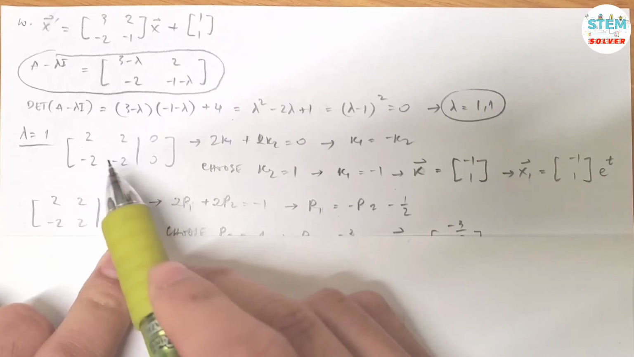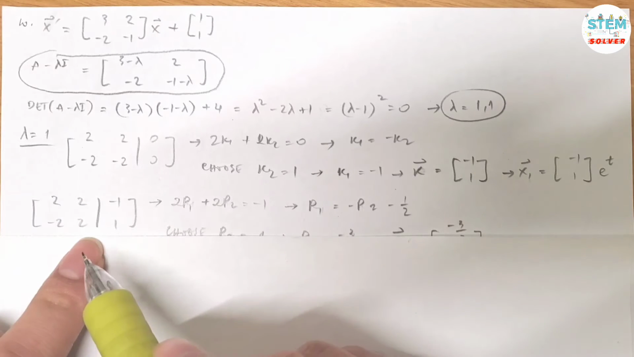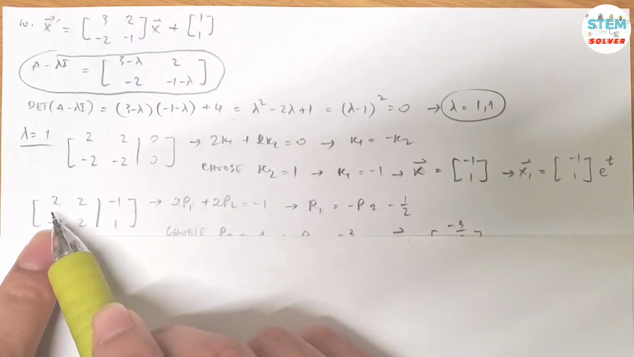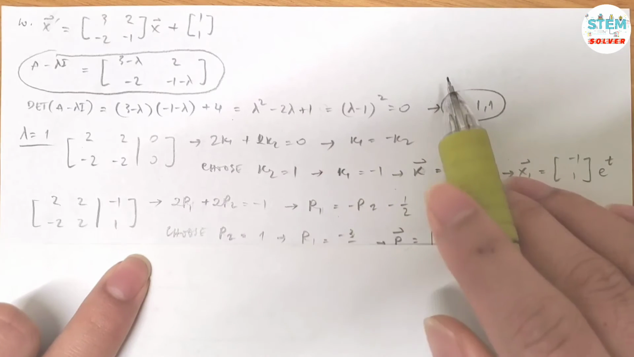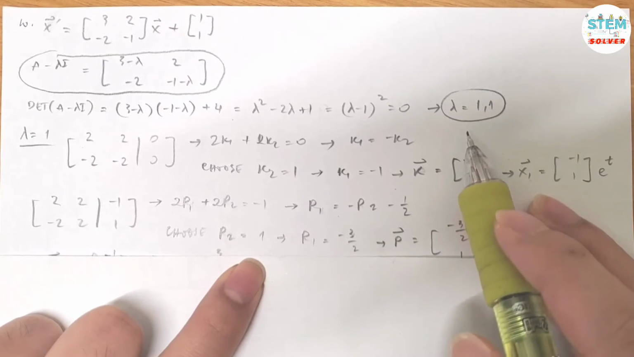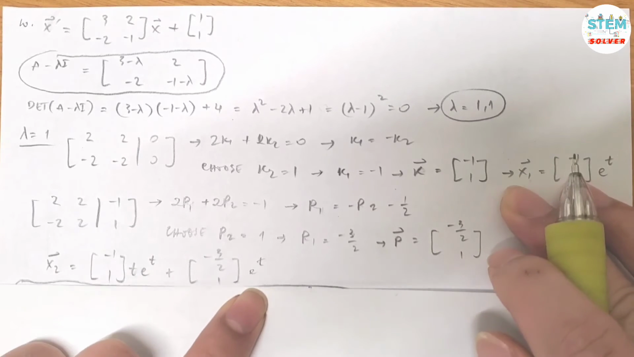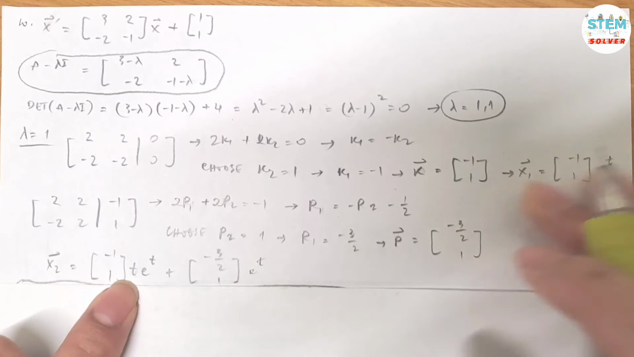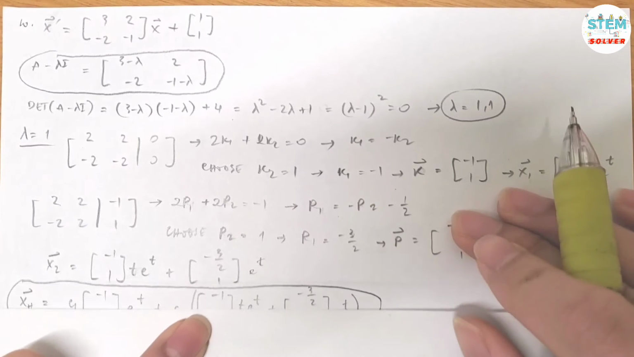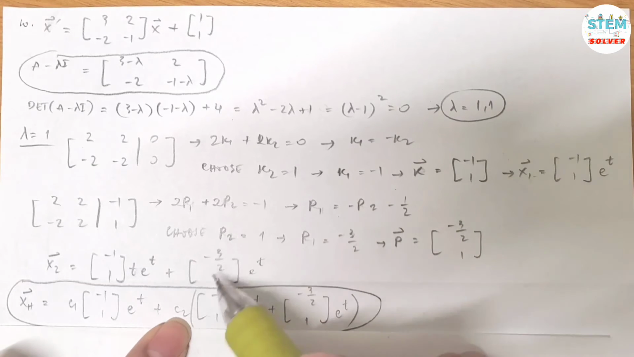Okay, so for this matrix, I call this one K1, this one K2. For this one, it's a different variable, so I need to use a different variable, P1, P2. Okay, so from here, if I choose P2 to be 1, then P1 is -3/2, then vector P is (-3/2, 1), then my vector X2 is equal to vector K times t e to the t plus vector P times e to the t. Then my homogeneous solution is equal to C1 times vector X1 plus C2 times vector X2.